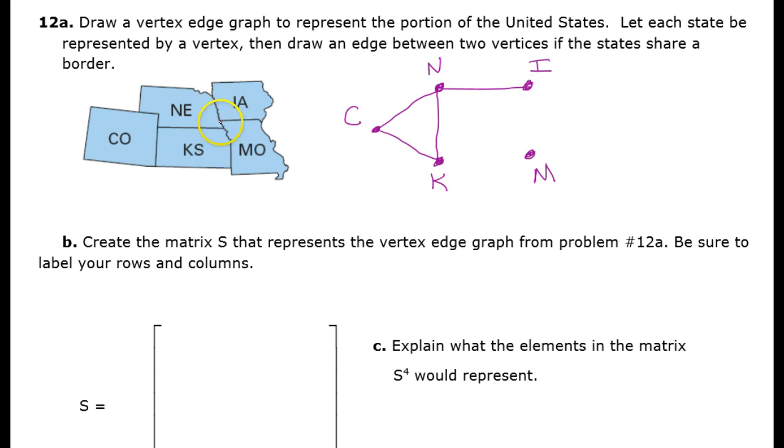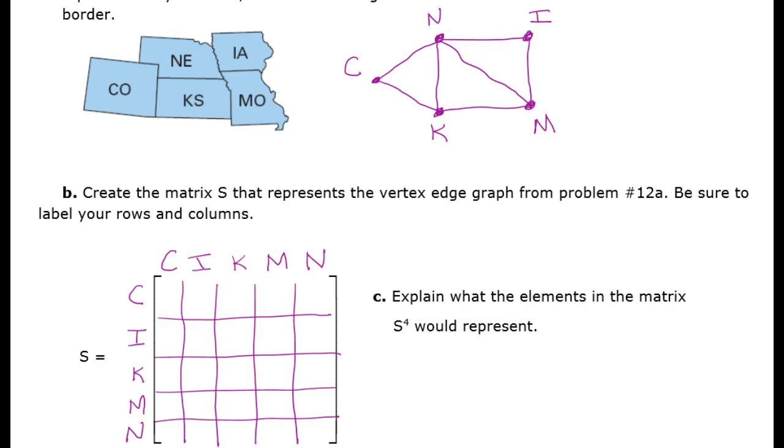Oh, and I can see it's a little bit here, it's touching Missouri. So it does share a border with Missouri. All right, how about Iowa? Of course, Iowa shares a border with Nebraska. It does not quite touch Kansas, but it shares a border with Missouri. Missouri shares a border with Iowa. It shares a border with Nebraska. Already have those. But it also shares a border with Kansas. So this would be a vertex edge graph representing which states share borders.